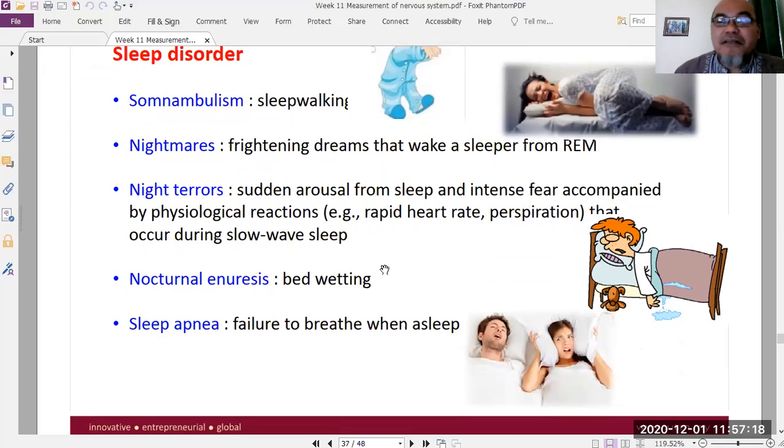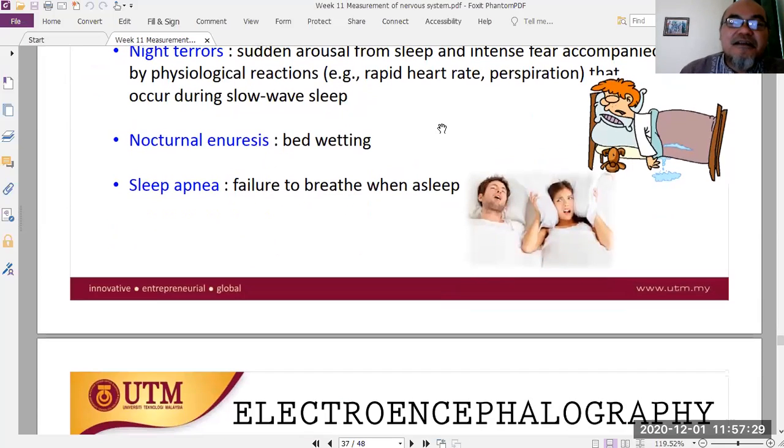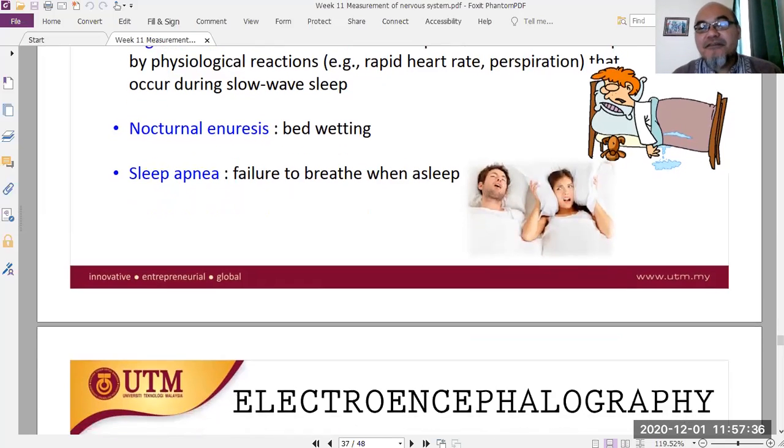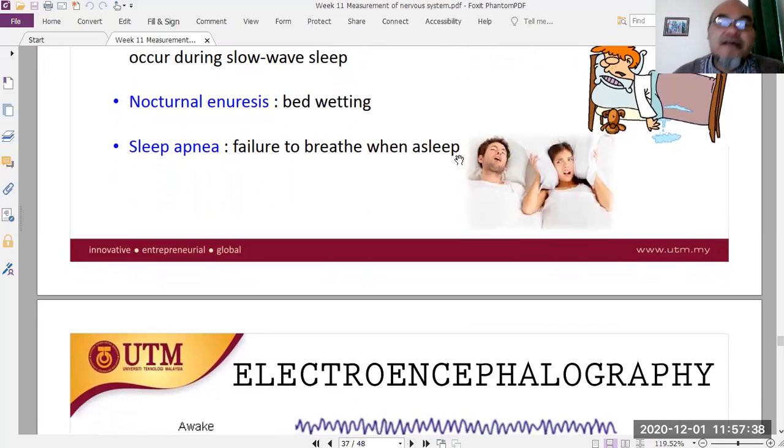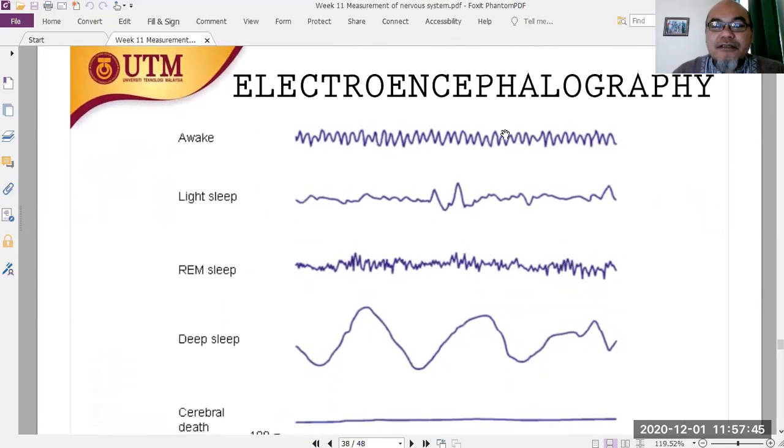Nocturnal enuresis, bedwetting. This usually occurs in children who cannot yet control when they have to pee before sleep. Sleep apnea, failure to breathe when asleep. This actually includes snoring. Most males usually, but also females when they grow a little bit older, develop this kind of sleep apnea. So these are some of the waveforms that we have discussed, during awake and during light sleep.